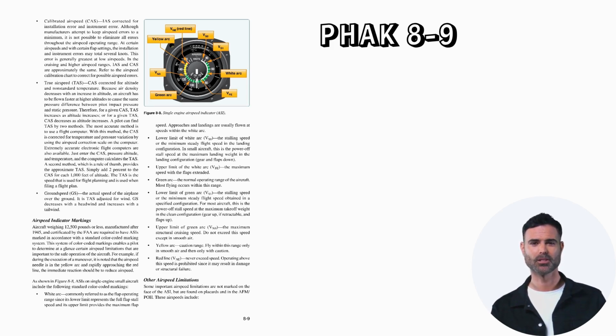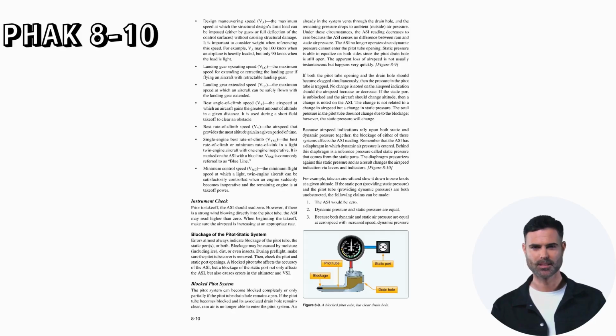Other airspeed limitations. Some important airspeed limitations are not marked on the face of the ASI, but are found on placards and in the AFM/POH. These airspeeds include design maneuvering speed, VA: the maximum speed at which the structural design's limit load can be imposed, either by gusts or full deflection of the control surfaces, without causing structural damage. It is important to consider weight when referencing this speed. For example, VA may be 100 knots when an airplane is heavily loaded, but only 90 knots when the load is light.